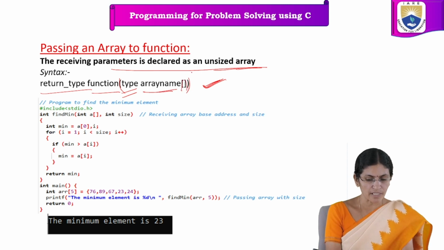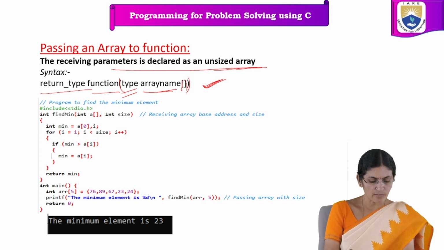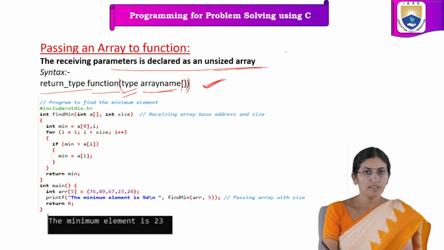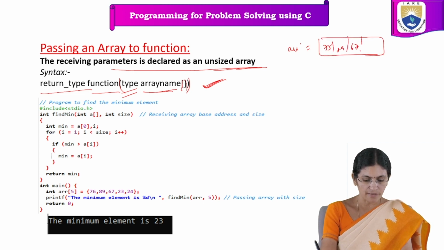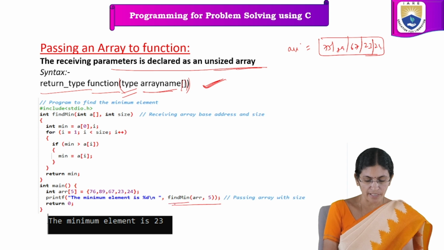Here the size of the array is not given. An example for this: in the main function we have declared an array ARR of 5, which means it has 5 elements. These are the 5 elements: 75, 89, 67, 23, and 24. Here, the name of the function is find min.